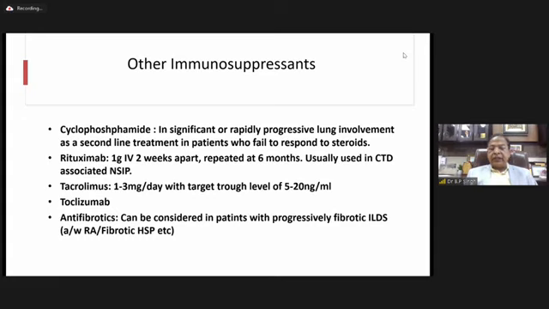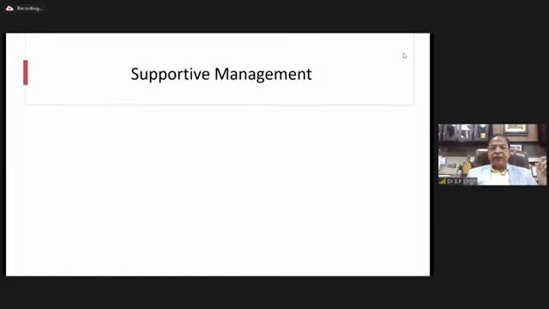Antifibrotics can be considered in patients with progressive fibrotic ILD. You all know that the INBUILD trial has shown very clearly that the use of nintedanib significantly reduces the drop in the FVC by 50% in patients with fibrotic ILD. So in that way, you can use it. However, data for pirfenidone has not been very strong, but many of the studies have shown that it is equally effective in fibrotic ILD also.